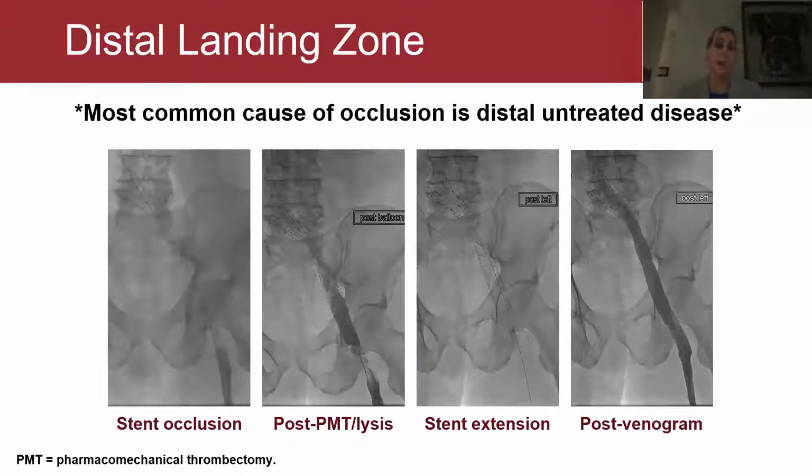The most common cause of stent occlusion that I see routinely referred in our practice is distal untreated disease. This is a patient who had a stent placed, initially did well, went home, 2 weeks later came back in with a stent occlusion, and after lysis you can see where the remaining disease is. And this patient had the stent extended down and then had a great long-term outcome after proper landing zone.